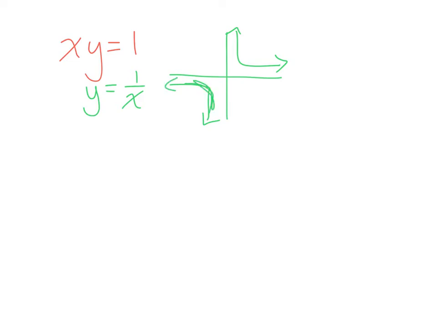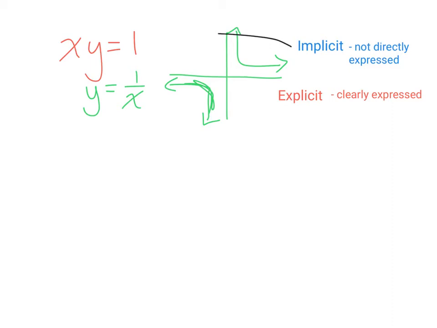Let's define two vocabulary words: implicit and explicit. Implicit is something that is not directly expressed, and explicit is clearly expressed. This is an example of an implicit function, and here's an example of an explicit function. Let's have a look at these a little more closely.